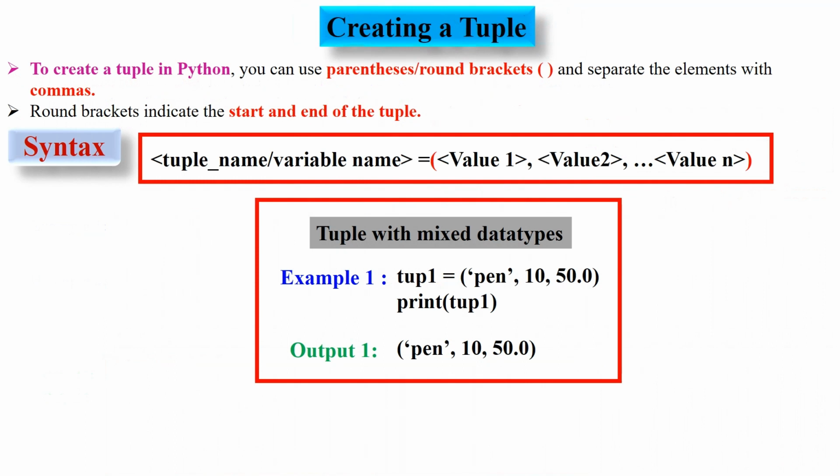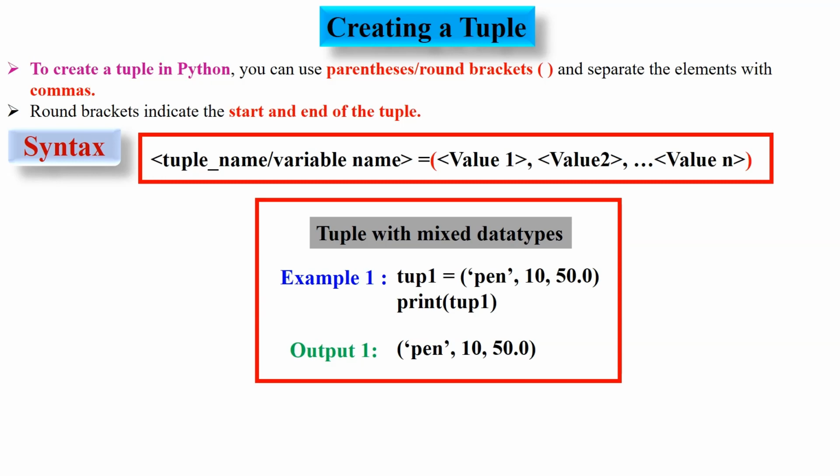Let's see how to create a tuple. To create a tuple in Python, you can use parentheses, that is, round brackets, and separate the elements with commas. Round brackets indicate the start and end of the tuple. Syntax is tuple_name or variable name equals value 1, value 2, up to value n.